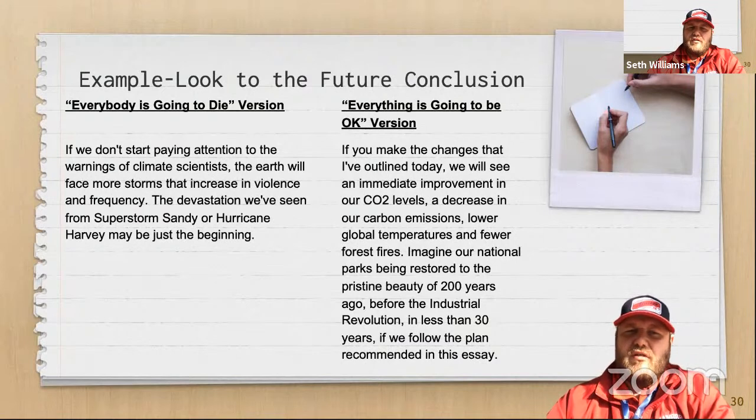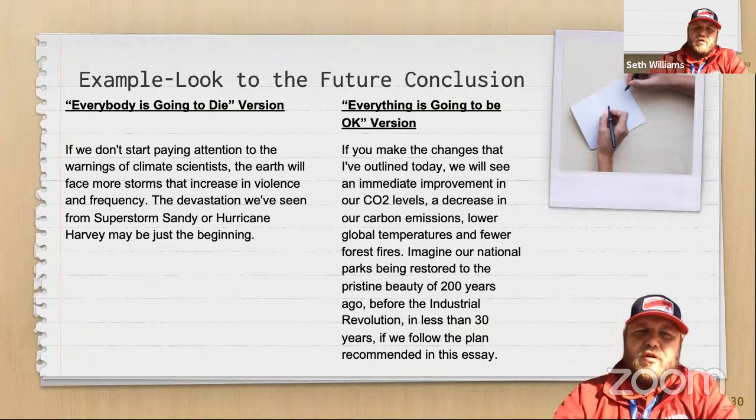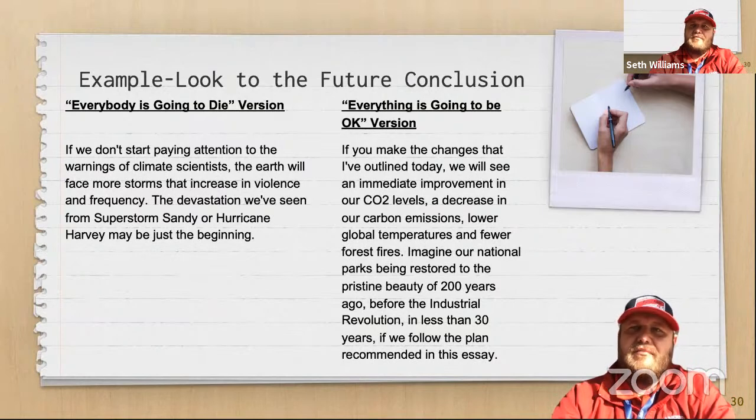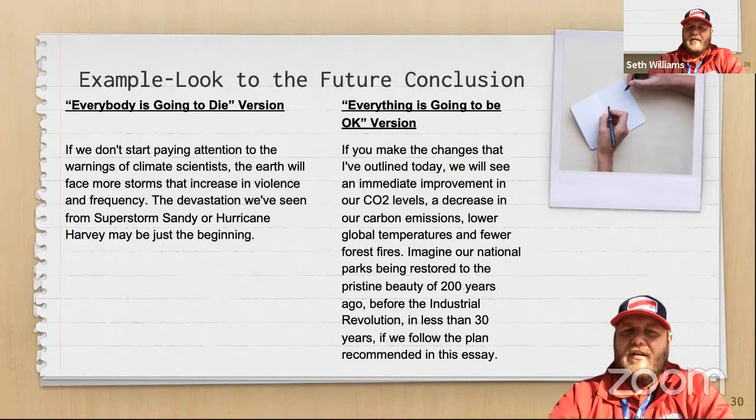So the first one: if we don't start paying attention to the warnings of climate scientists, the Earth will face more storms that increase in violence and frequency. The devastation we've seen from Superstorm Sandy or Hurricane Harvey may be just the beginning. So that gives people a warning about what's going to happen if they don't make changes based off of their paper. Now here's the everything's glass half full version.